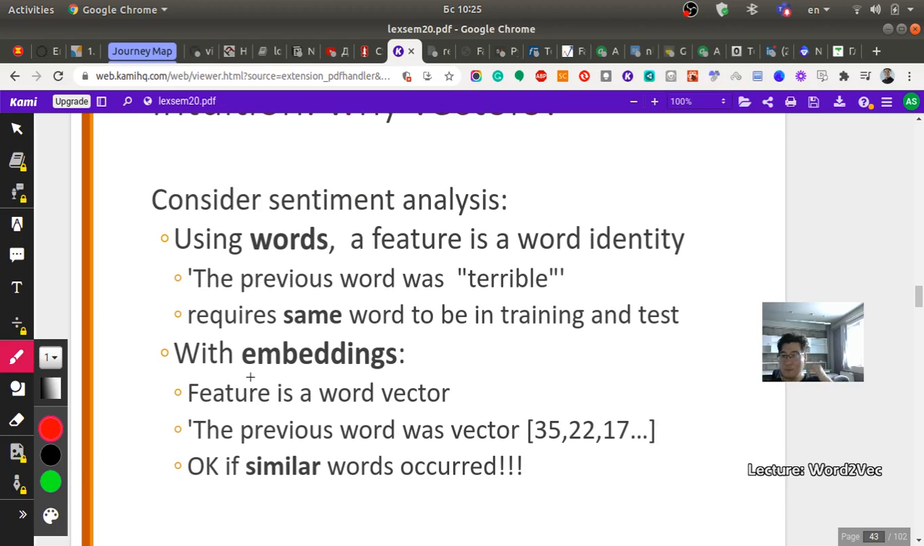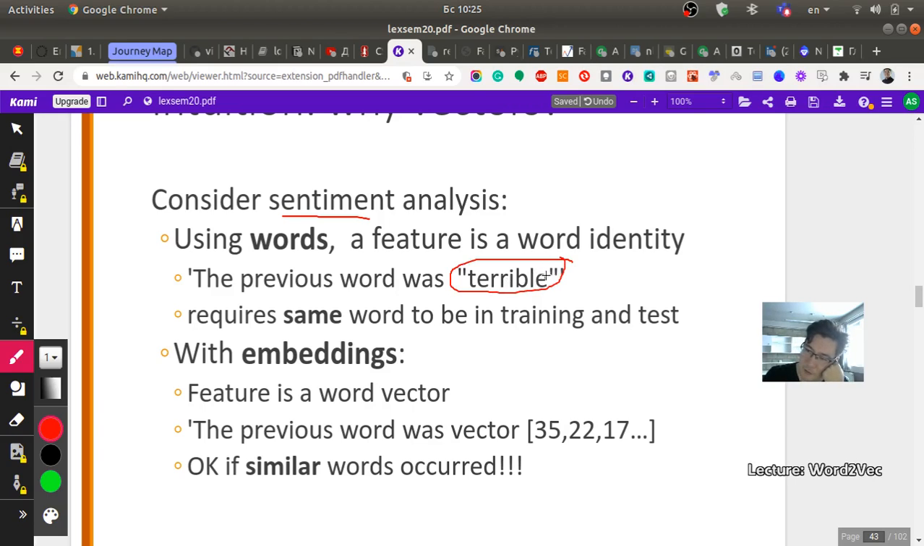Okay. So, for example, in sentiment analysis, you want to find sentiment like positive or negative. To do this, you can find, for example, that the previous word was "terrible." This requires the same word to be in training and test. So you can train, for example, on words. In training, you can find the word "terrible," and you can find that it is negative.